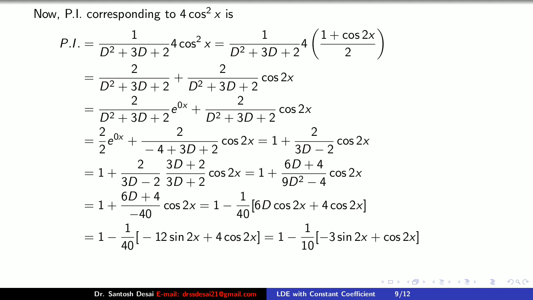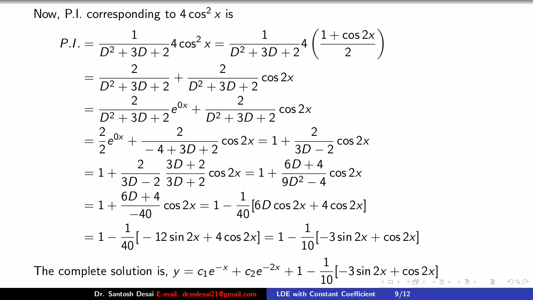So this is the required particular integral, and therefore the complete solution is y is equal to c1 e raised to minus x plus c2 e raised to minus 2x plus 1 minus 1 by 10 into bracket minus 3 sin 2x plus cos 2x. So these are some examples when X is equal to sin ax or cos ax. Remember that this procedure is applicable only when your RHS is sin ax or cos ax only.